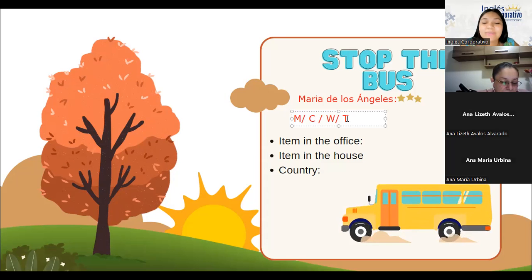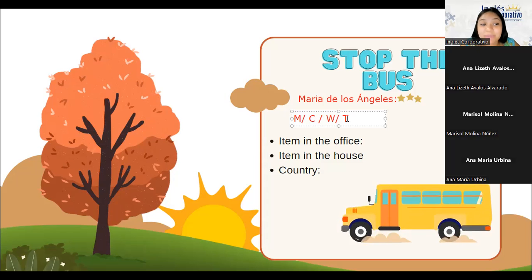Thailand. Very good. Item in the office with the letter T. Table. In the house, was there a table? Table. In the office? Teaching? Tax, impuesto? But that is not an object. Pero ese no es un objeto. Un objeto en la oficina. Telephone. Very good. Okay.